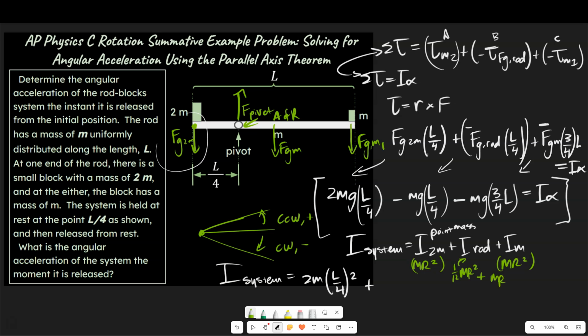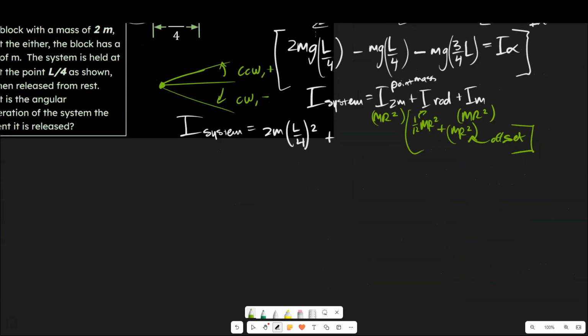It's going to be mr squared, where r is the offset value. So you want to think about what the offset value is. This whole thing is going to be how you calculate the I for the rod. I'm running out of room, so let me move this up and we can talk about it.